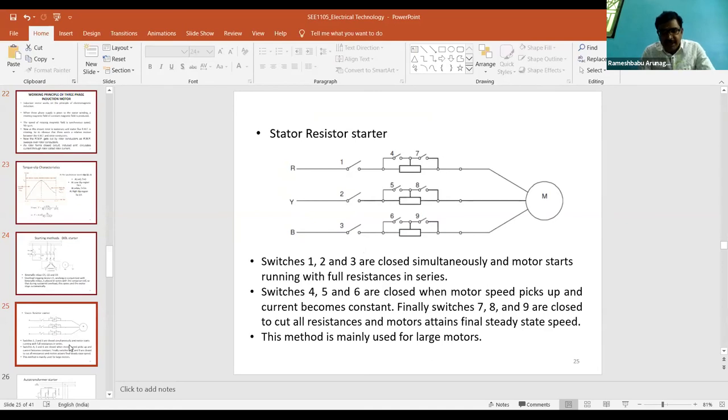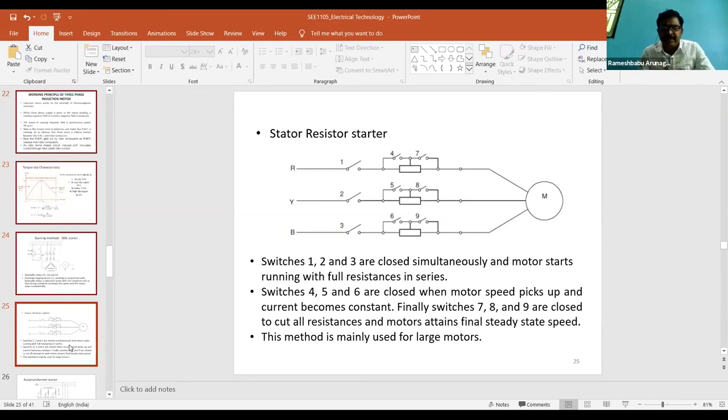Okay. After some time, switches 4, 5, 6 are closed. Only half of the resistance is connected, and the remaining half is cut out. And then after some time, switches 7, 8, 9 are closed. Now all the resistance is cut out. The stator winding of the machine is connected to the full voltage. There is no resistance connected.